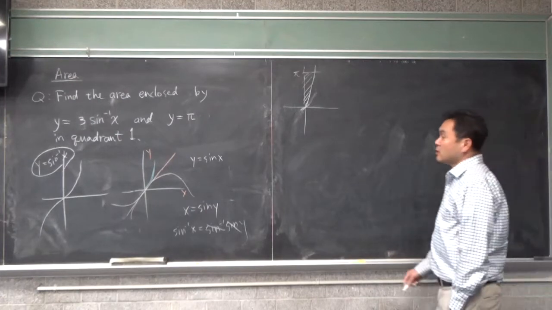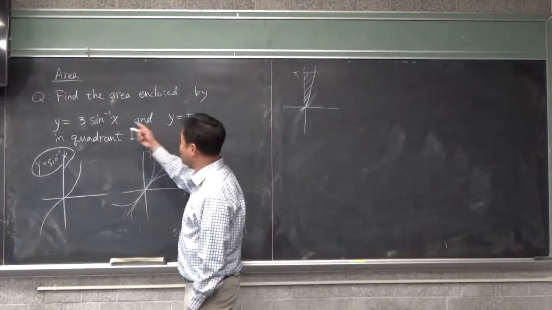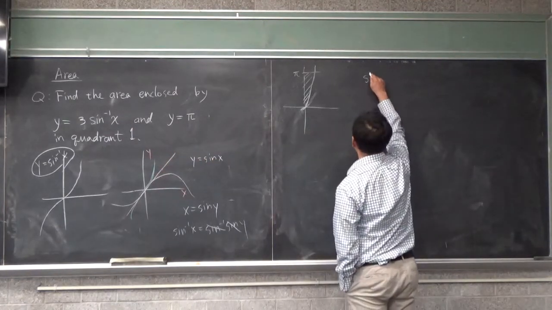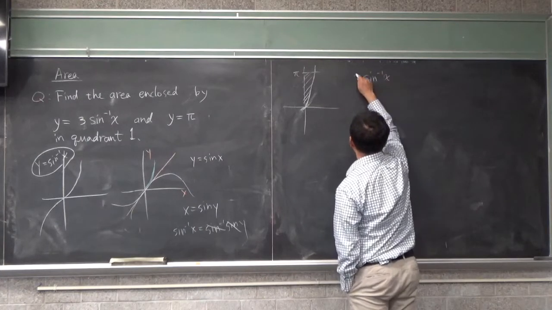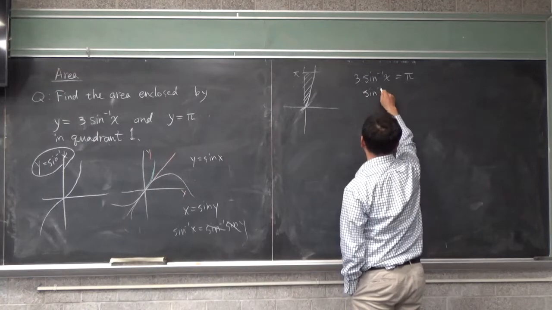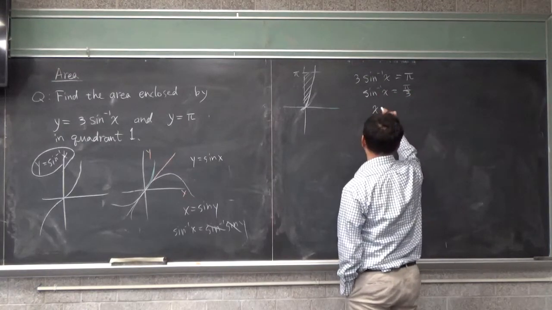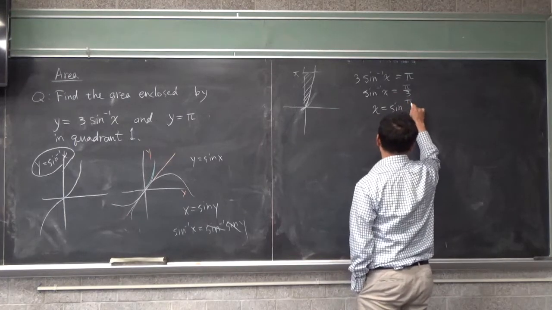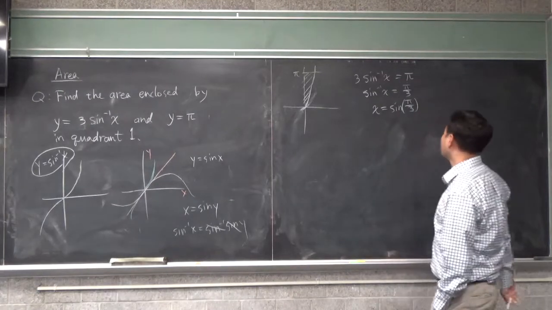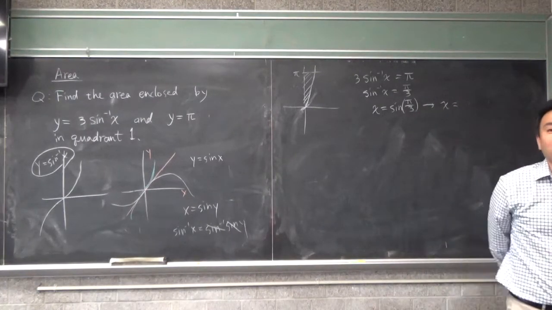Now let's try to find out where they meet by setting them equal to each other. So you have 3 times sine inverse of x equals pi. So sine inverse of x is pi over 3, so x is equal to sine of pi over 3, if you move the sine inverse to the other side. What is x then? Anyone? Sine pi over 3 is?